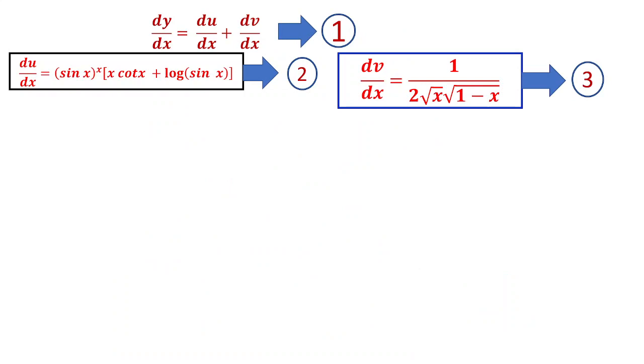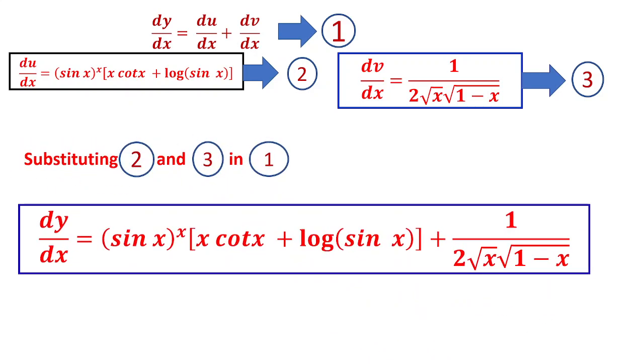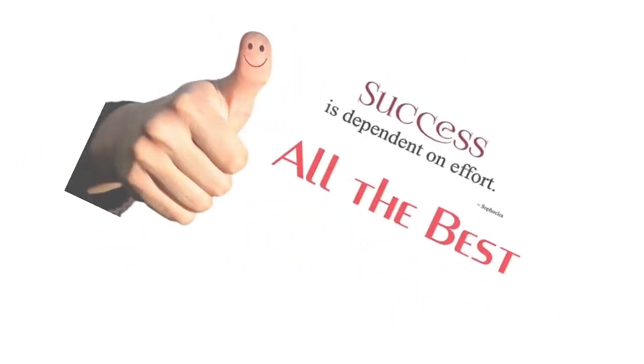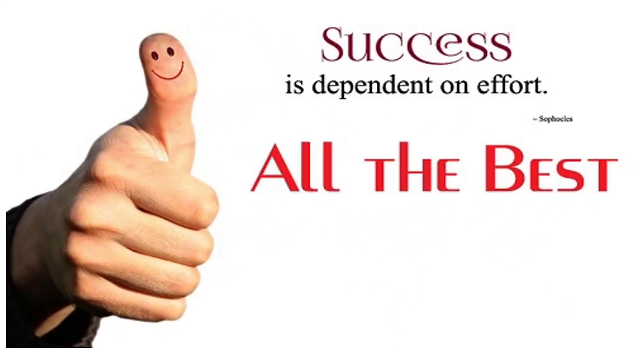Now, I started with dy by dx as du by dx plus dv by dx. I got du by dx now, and I got dv by dx. I got du by dx using logarithmic differentiation. I got dv by dx by direct differentiation. Add them and you will get the final answer. Well, success is dependent on efforts. All the best.